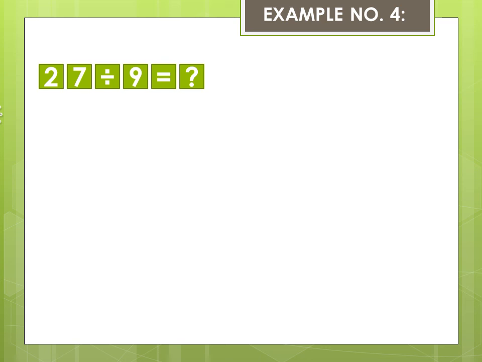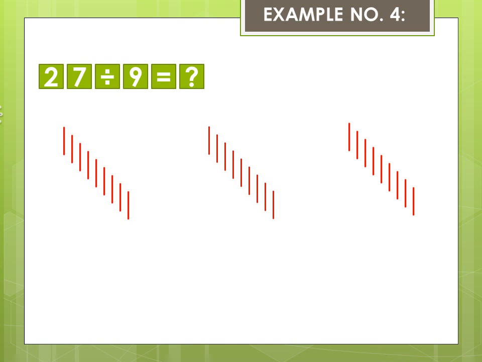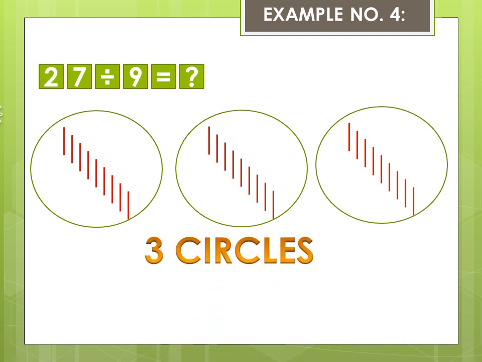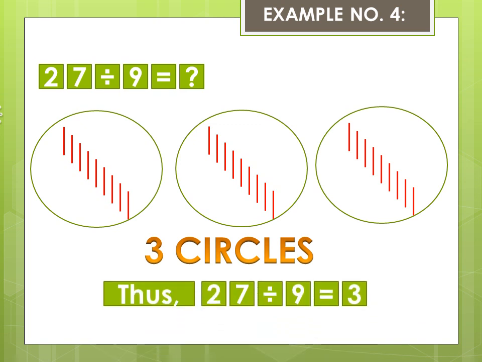And for our last example, we have 27 divided by 9. Now I'm going to construct 27 lines grouped by 9. We have the 1st to the 9th line, then the 10th to the 18th line, and then the 19th to the 27th line. Finally, we have 27 lines. Then let us group every 9 lines. We have the first circle, the second circle, and then the third circle. All in all, we have 3 circles. Thus, 27 divided by 9 equals 3.